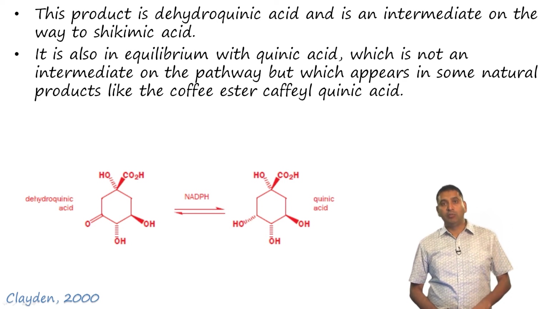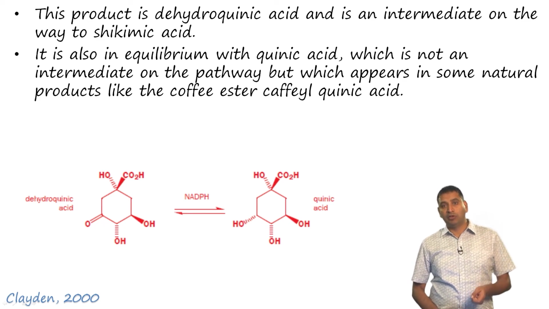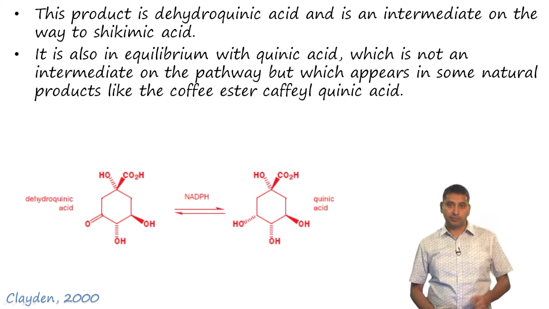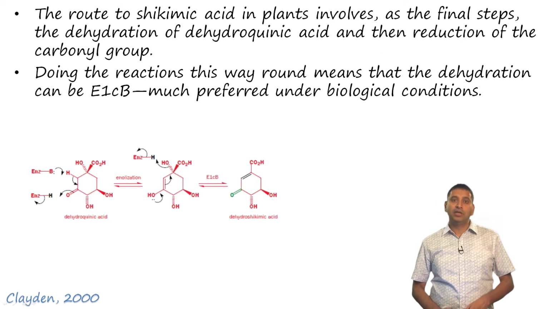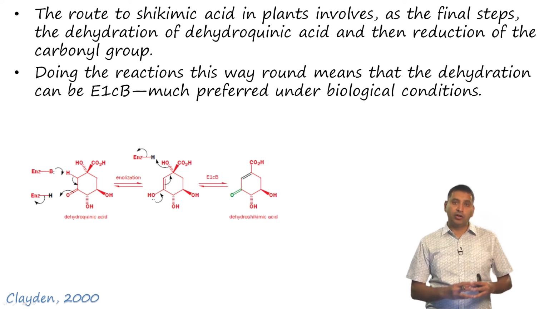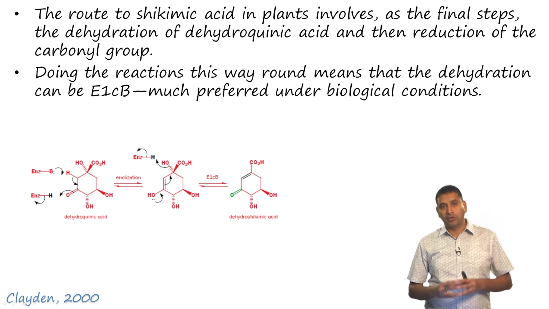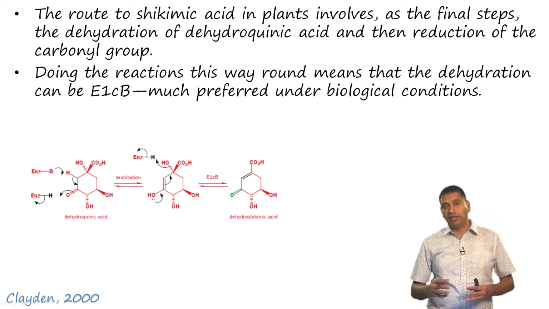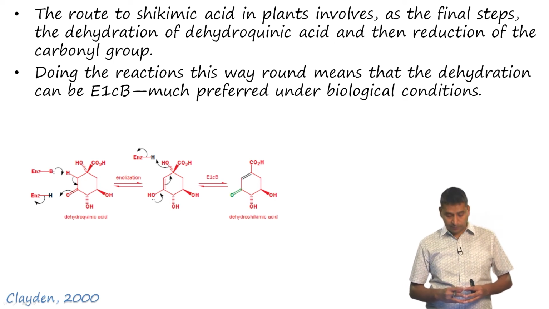It is also in equilibrium with quinoic acid, which is not an intermediate on the pathway, but which appears in some natural products like coffee ester caffeoyl quinic acid. The route to shikimic acid in plants involves, as the final steps, the dehydration of dihydroquinonic acid and then reduction of the carbonyl group. Doing the reactions this way around means that the dehydration can be an E1Cb, which is much preferred under biological conditions.